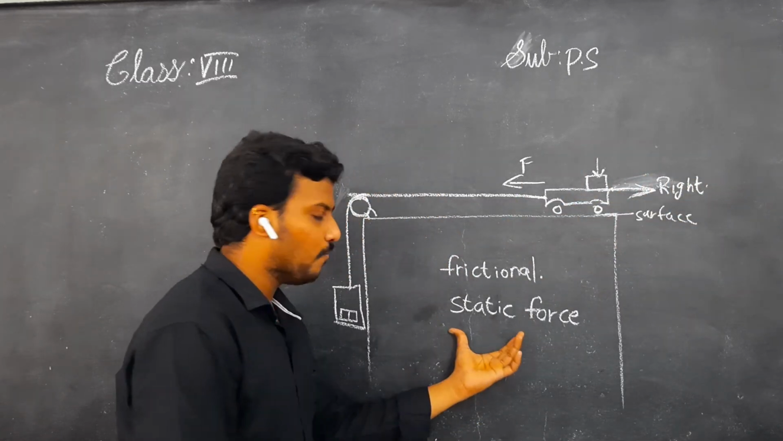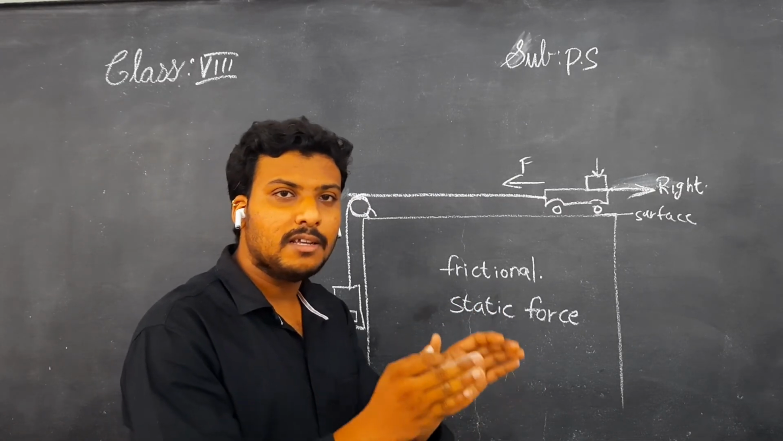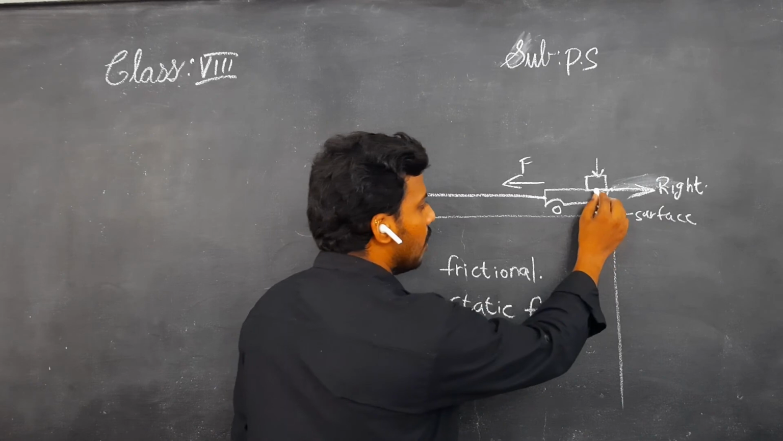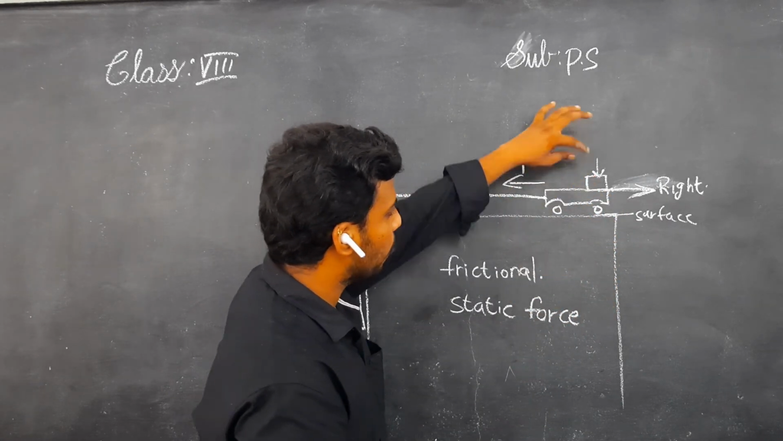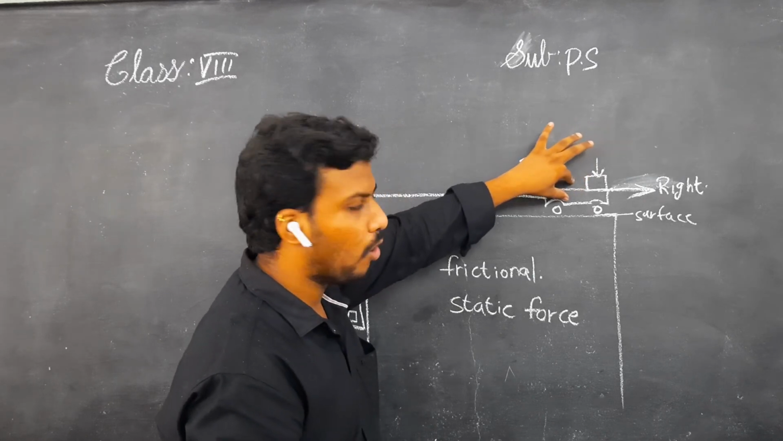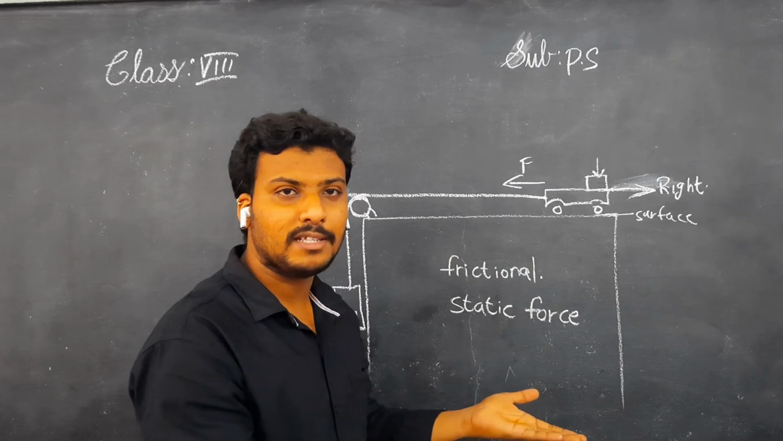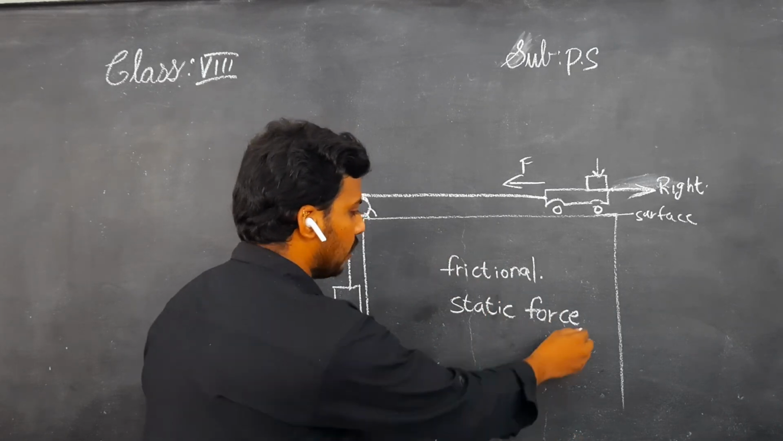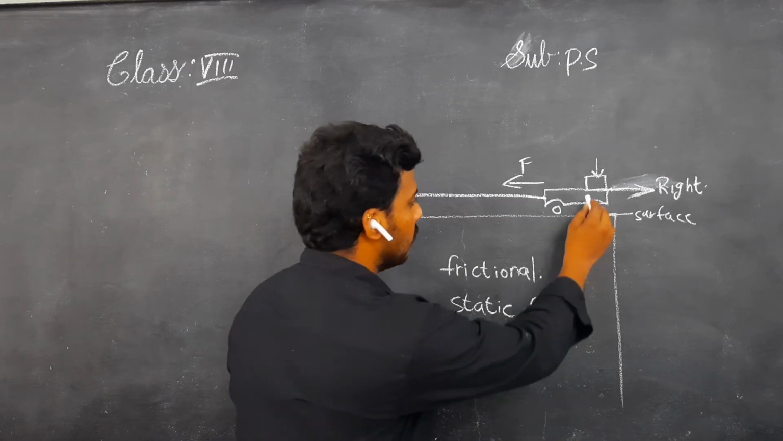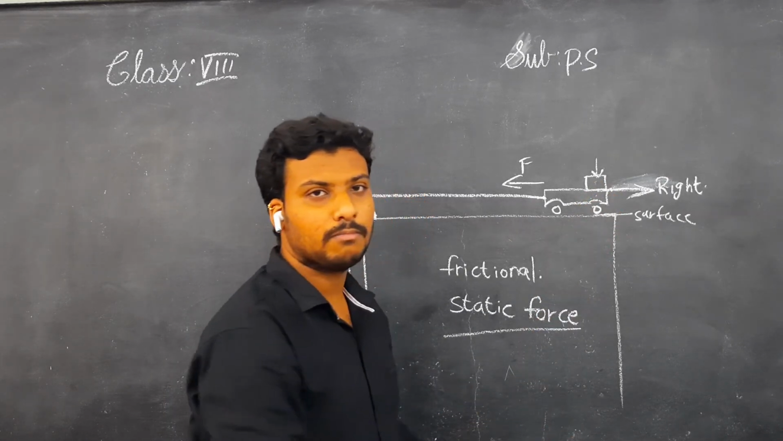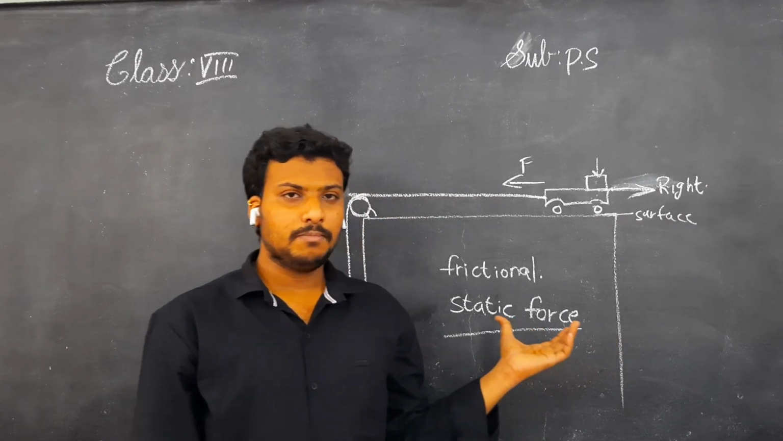Understand children? Static force is a force which comes into play when objects are at rest relative to each other. Here, previously at the start of the activity, both these objects, one is a wooden block and the other one is a toy trolley, both are at rest relative to each other. So static force deals with both objects being at rest relative to each other. Understand, children? This was the lab activity.